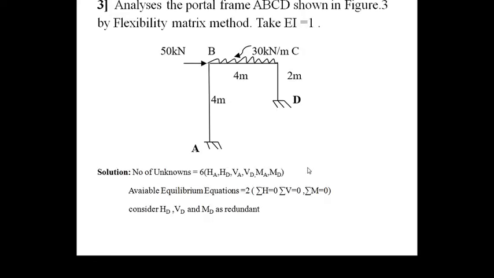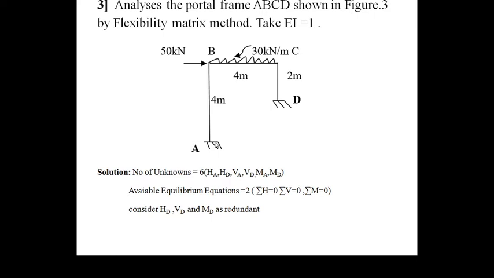Analyze the portal frame ABCD shown in figure 3 by flexibility matrix method. Take EI as constant. We are assuming EI as always constant. In this problem, the supports A, B, C, D are given, and this is the frame.